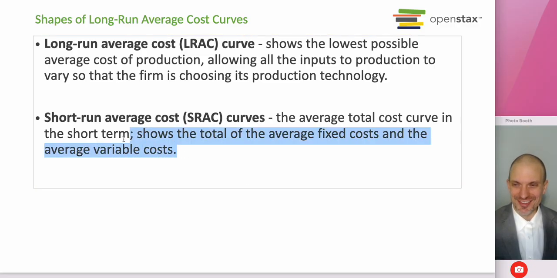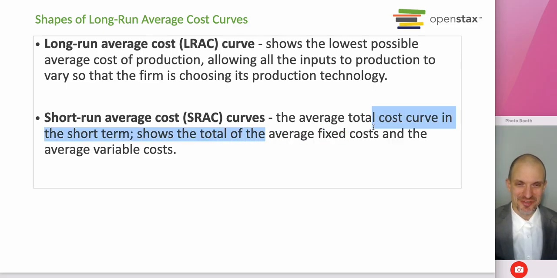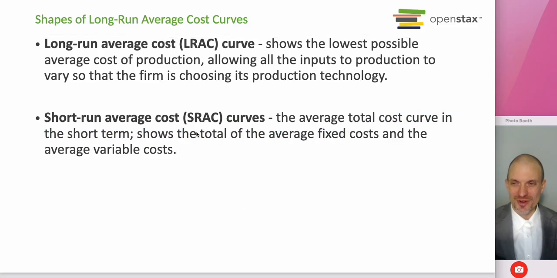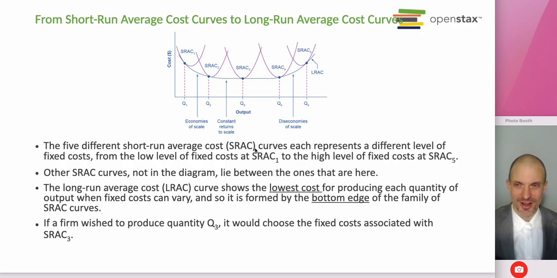I don't know if I can even make sense of this last line. I don't know what that's saying. So the short run average cost curve basically is your average total cost curve in the short run. And it's comprised of your fixed cost and your variable costs, but not just fixed cost and variable cost, your average fixed cost and average variable cost. So let's see, it should say shows the total of your average fixed cost and the average variable cost. So the short run average total cost curve is going to have the average fixed cost component and the average variable cost component.